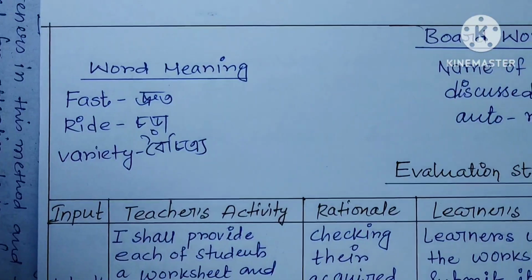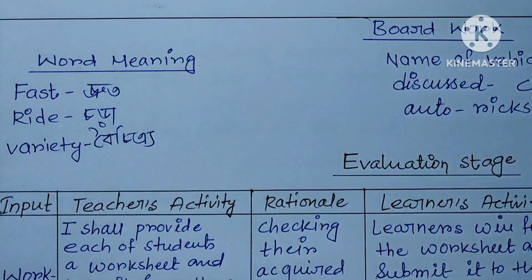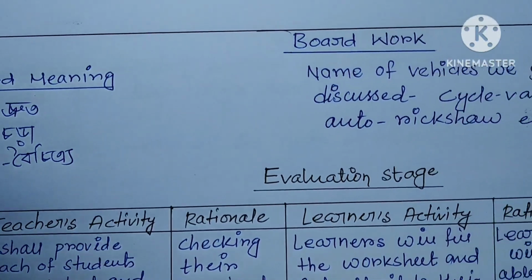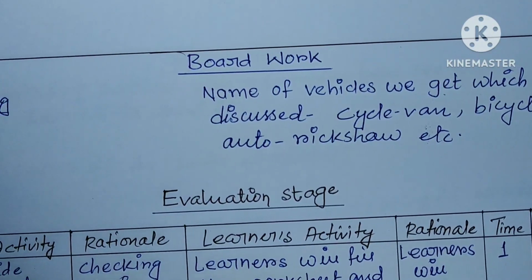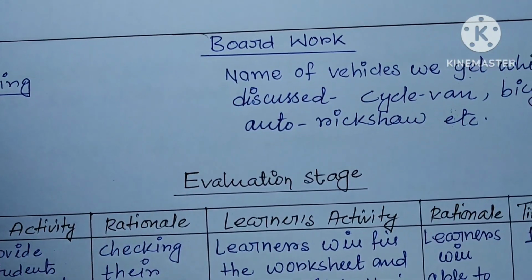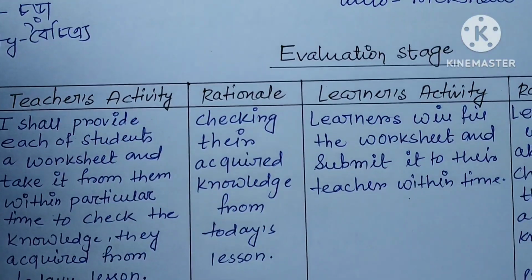Board work. Okay, mind it, whatever type of questions you ask in the worksheet on the next page, you have to tell all the answers before or during the session. I mean, in board work you have to write the unknown words so that you can ask the meaning of those unknown words in the worksheet. Word meaning first, write variety. Okay, then board work: names of vehicles we get from this lesson. Okay, so it's nothing to worry.